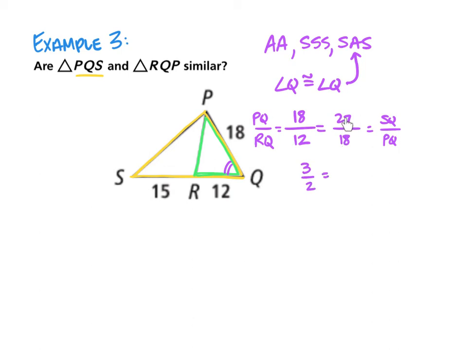27 over 18, both of those numbers can be divided by 9, and it gives me 3 over 2. So we're good. We have our one pair of congruent angles, angle Q, and then the sides that include those angles get set up into this proportion here, these two ratios, and those two ratios are equal to each other.